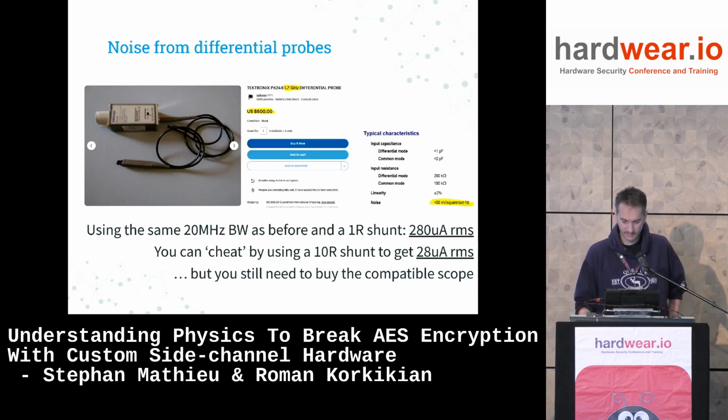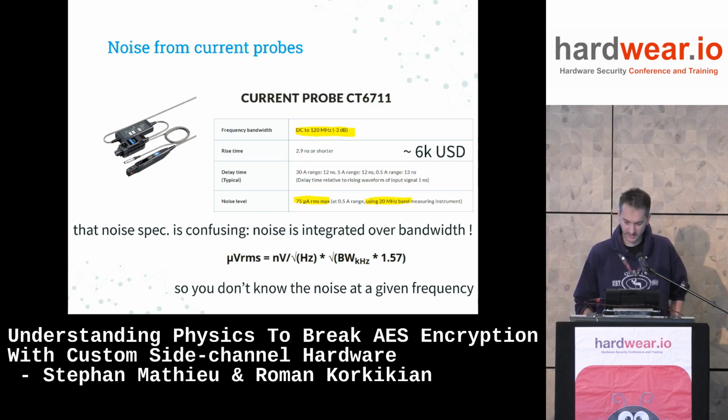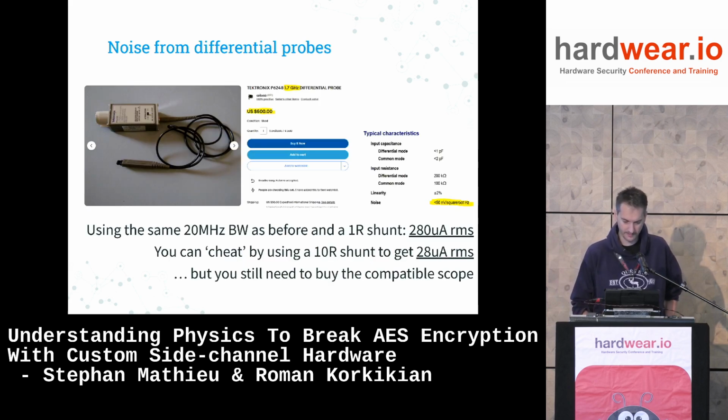Differential probes, looking online and everything. You typically have 28 microamps RMS noise. And again, you still need to buy the compatible scope. Before that was $6K. This is second-hand, $500.